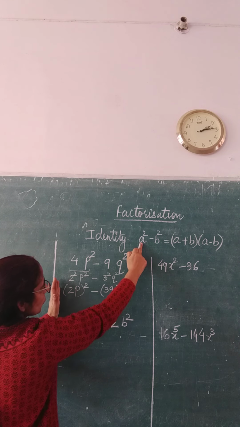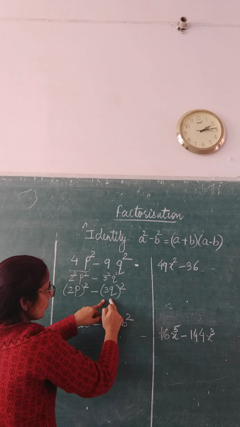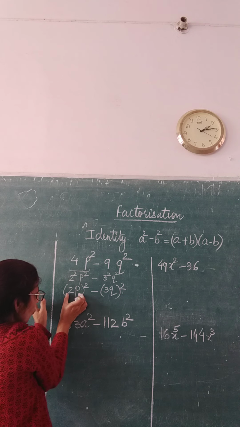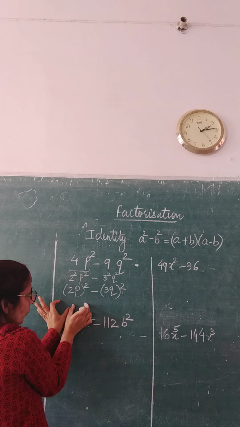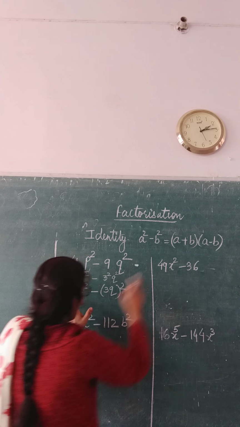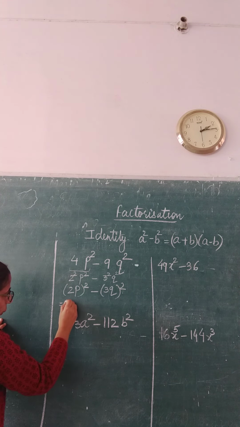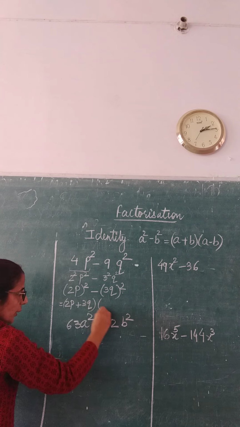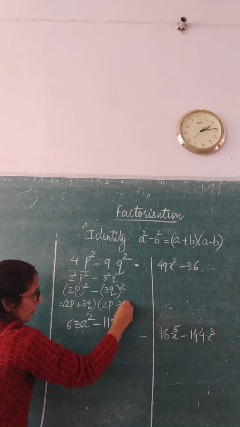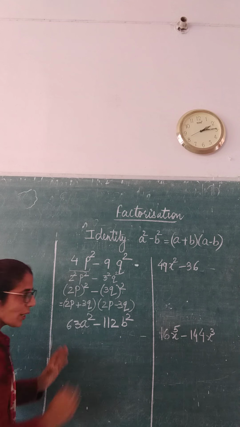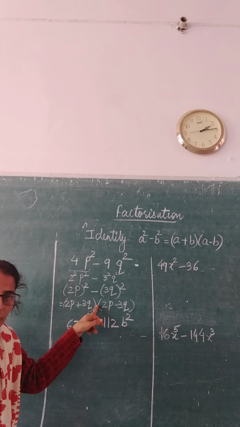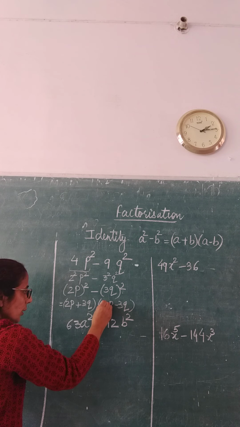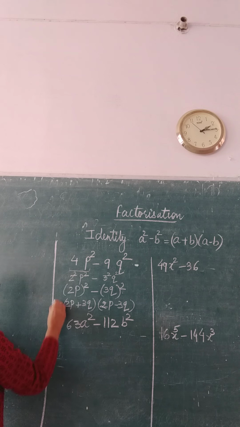Now it is turned into a square minus b square. So outside the square we have to leave. In one bracket we have to add these two terms and in the other bracket we have to subtract these two. So I will write it as (2p plus 3q) and in the other bracket (2p minus 3q). Now two parts are obtained which have a multiply sign in between. So factorization is done, and this is the answer. I hope you have understood.